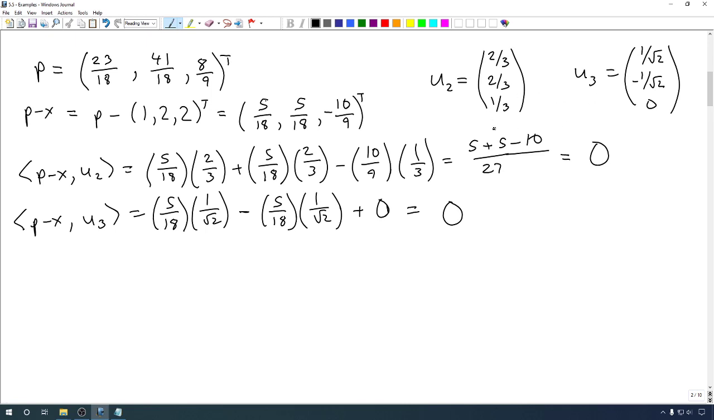So it's orthogonal to the entire subspace, and that's all we need to show. It is actually orthogonal to that subspace. And it's in fact the only vector that we can get by taking p minus x to get something that's orthogonal to that subspace. That's what it means to be the projection.